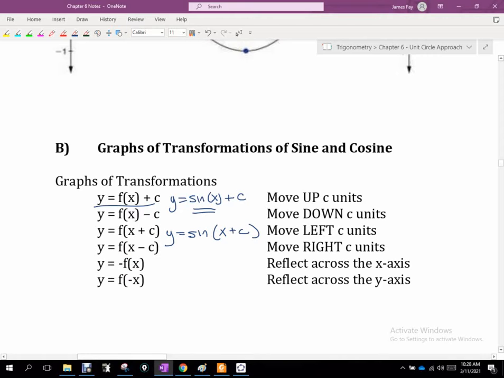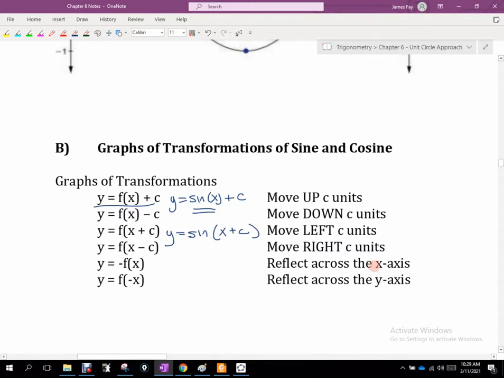Because, as I've phrased it, we are going to add c to x before we run it through our function, before we evaluate it through our function. And when we do that, it's moving it left and right. Much like when I had x squared and x plus 3 squared, I'm adding 3 to my x before I run it through the squaring function. And when that happens, you move things left and right. If it's plus, you move left. If it's minus, you move right.